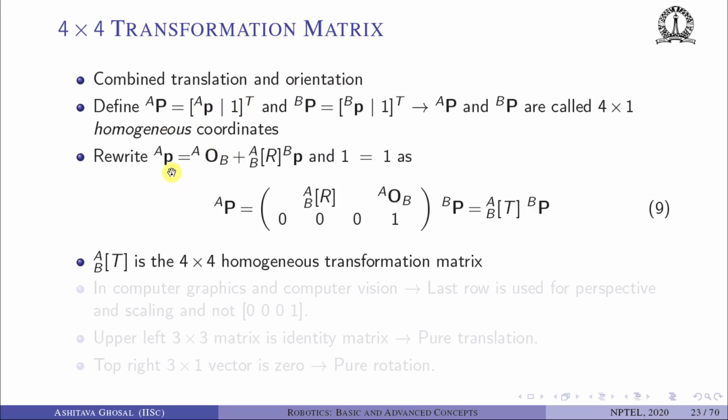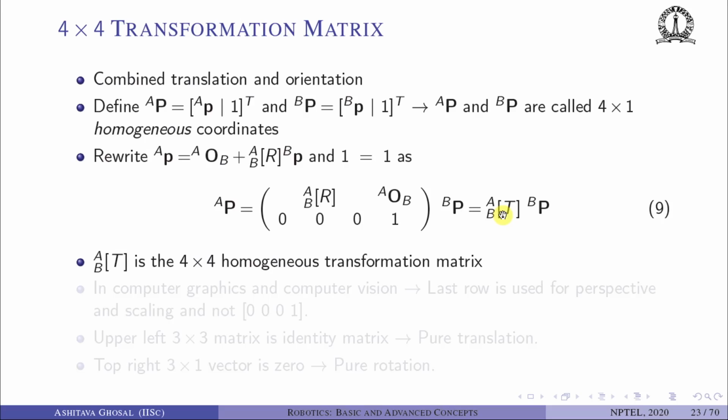So we can rewrite this vector equation AP is equal to AOB plus ABR into BP by adding one more equation, which is obviously true, which is 1 equals 1. And then we have A capital P is some matrix into B capital P. And what is this matrix? The top 3 by 3 is the rotation matrix. The last column is AOB and the last row is 0, 0, 0, 1. So if you expand this, you can show that this equation and this equation are exactly the same. So this 4 by 4 matrix is labeled as T, and this is called the 4 by 4 homogeneous transformation matrix.